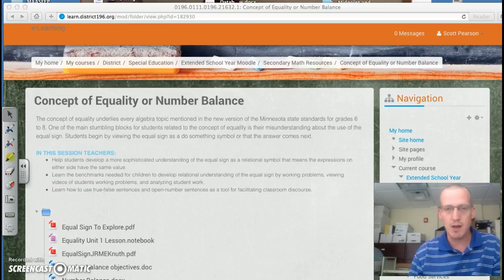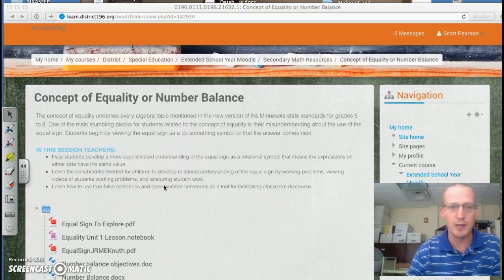Usually they see the equal sign as the end all, and then it has some type of number with it, and kids start making mistakes. So in this whole unit on the Moodle page, it just talks about concepts of equality or number balance, and what are, in the session, the goals that we're going to look at.